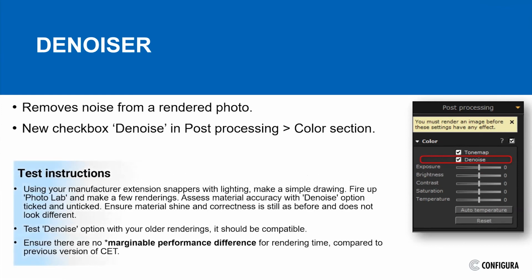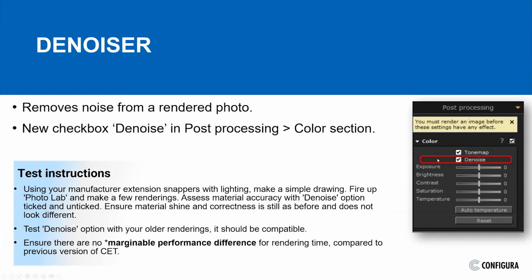It's also very important to make sure the denoise works for your drawings. Using your manufacturer extension snappers with lighting, make a simple drawing, fire up PhotoLab, then make some more field renderings. After that's done, assess the material accuracy with the denoise function ticked and unticked. It's very important to make sure that the material shine and correctness are still as before, and should not look different when compared to the previous version of CT. You can also load in your old drawings, which have the old renderings, and test the denoise option to see if it works for you.